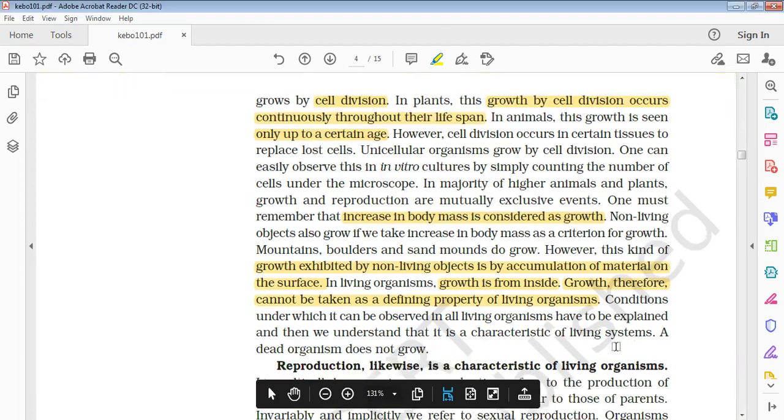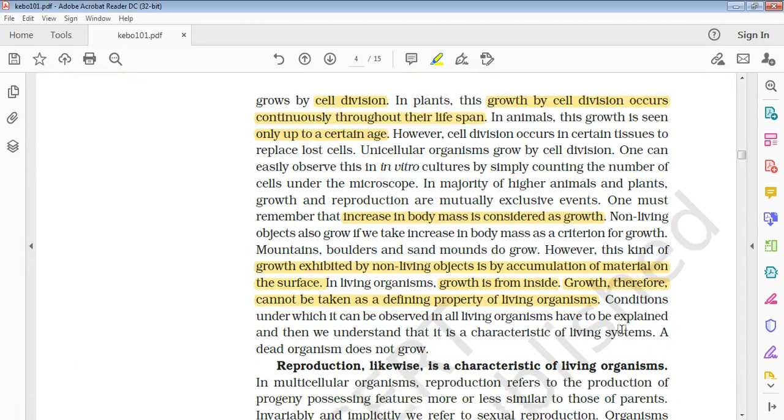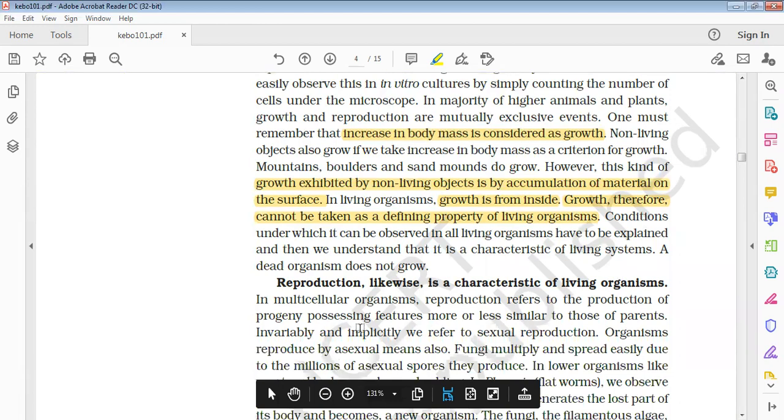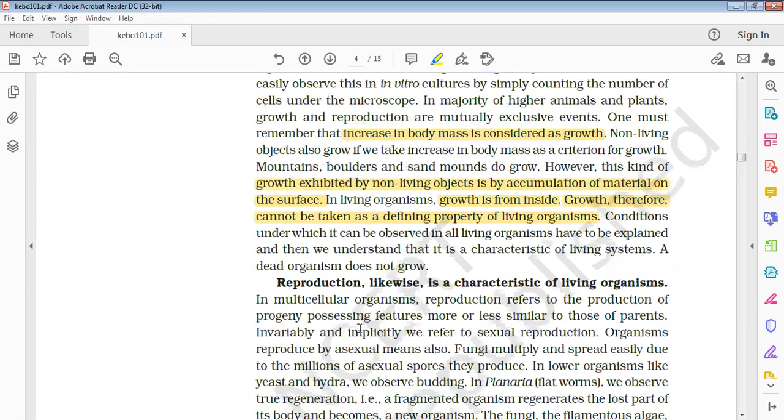So what are the other characteristics that we can take to define living organisms, or what is living? We already said that growth and reproduction are two mutually exclusive events. Mutually exclusive events means if there is growth, there will be reproduction, and if there is reproduction, that will again lead to growth. So the next characteristic we are going to consider is reproduction. Reproduction is another characteristic of living organisms.